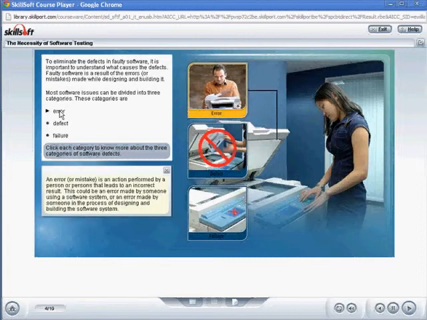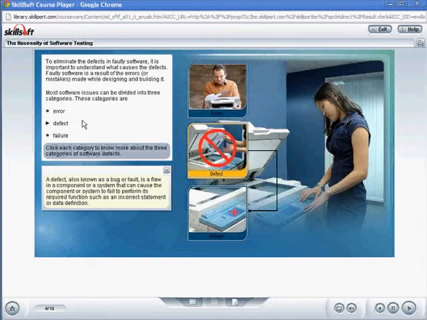An error or mistake is an action performed by a person or persons that leads to an incorrect result. This could be an error made by someone using a software system, or an error made by someone in the process of designing and building the software system. A defect, also known as a bug or fault, is a flaw in a component or a system that can cause the component or system to fail to perform its required function, such as an incorrect statement or data definition.